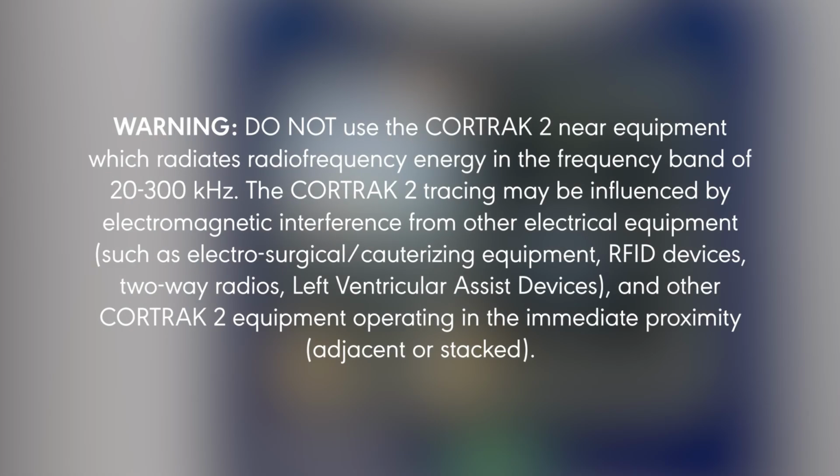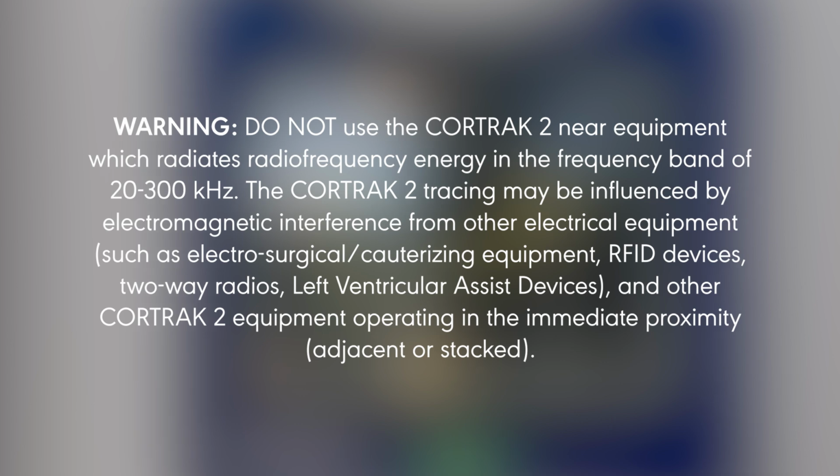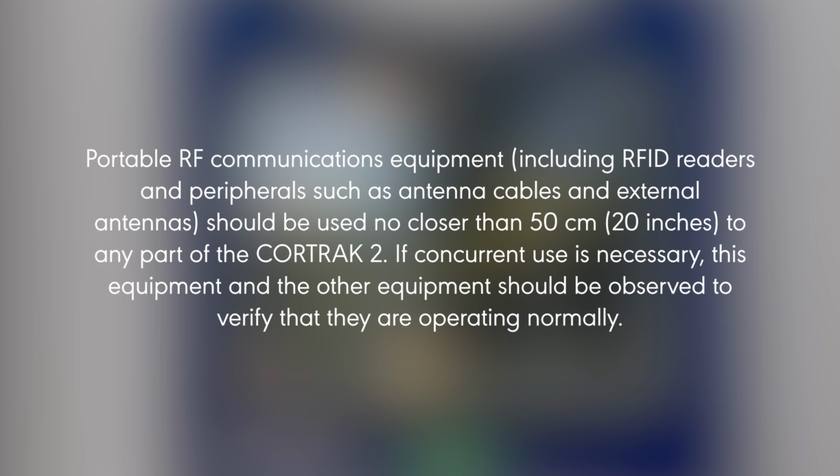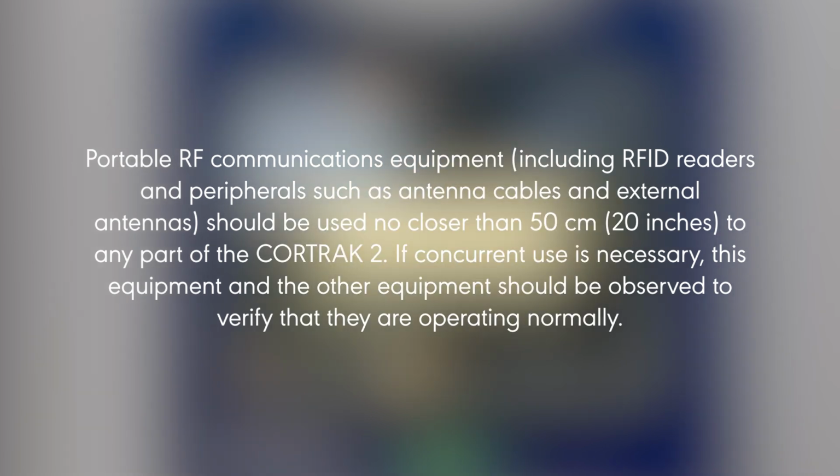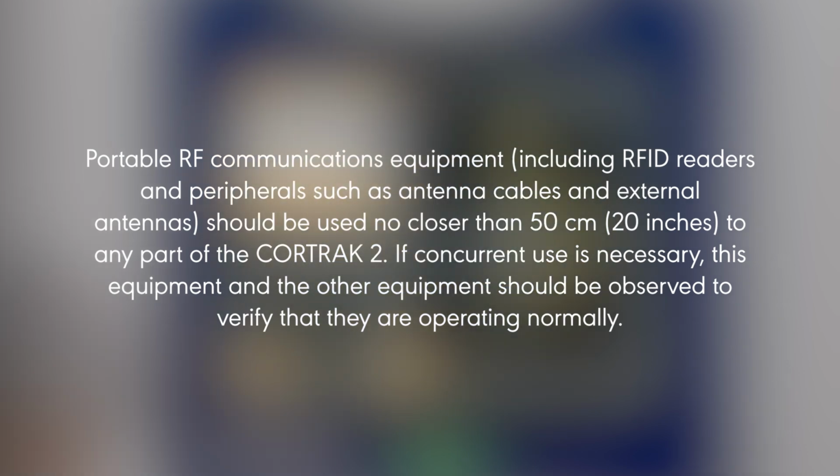Warning: do not use the CORTRAK 2 near equipment which radiates radio frequency energy in the frequency band of 20 to 300 kHz. The CORTRAK 2 tracing may be influenced by electromagnetic interference from other electrical equipment such as electrosurgical cauterizing equipment, RFID devices, two-way radios, left ventricular assist devices, and other CORTRAK 2 equipment operating in the immediate proximity, adjacent, or stacked. Portable RF communications equipment, including RFID readers and peripherals such as antenna cables and external antennas, should be used no closer than 50 centimeters, 20 inches to any part of the CORTRAK 2.